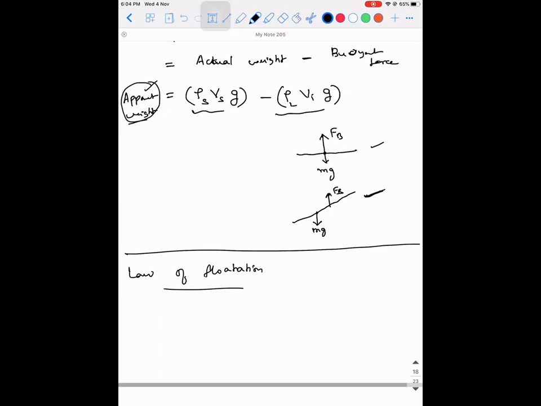An object will float in a liquid if the weight of the liquid displaced by the immersed part of the object is equal to or greater than the weight of the object.